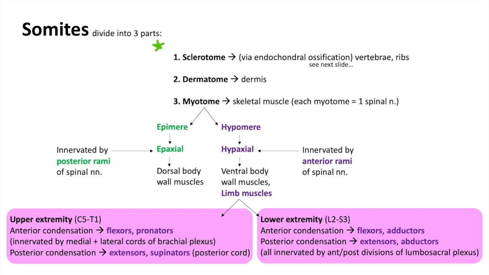We've got an anterior and posterior condensation of our upper extremity. So the anterior is going to form flexors and pronators, and then the posterior is going to form the extensors and supinators. The lower extremity, we've got our anterior condensation, which is going to be flexors and adductors, and then posterior is going to be extensors and abductors. So just make sure that you can distinguish between the upper and lower extremity, and you can distinguish between epaxial and hypaxial and what they're innervated by.